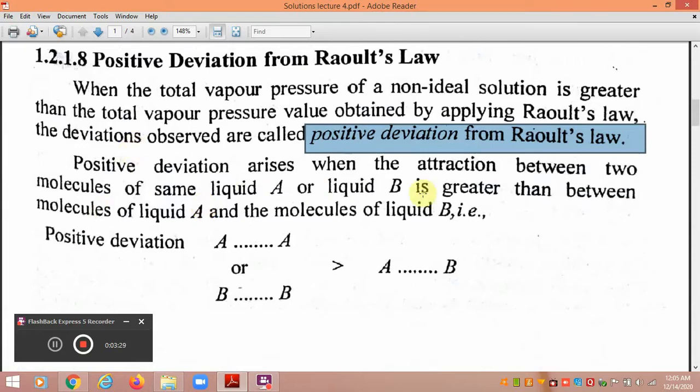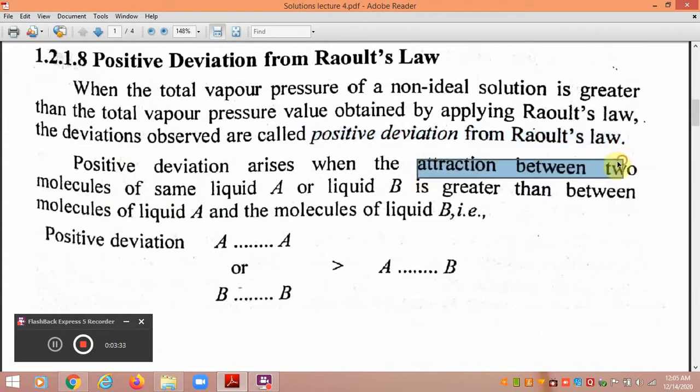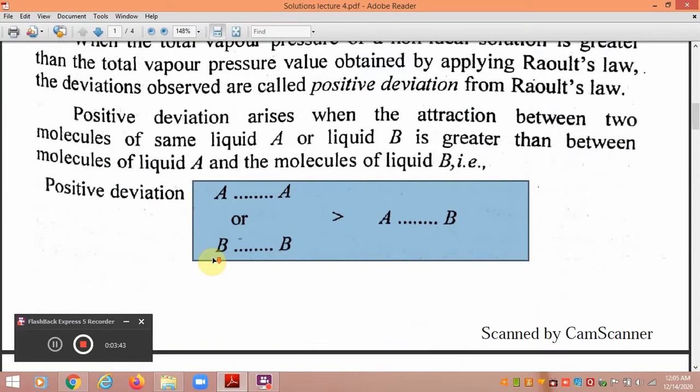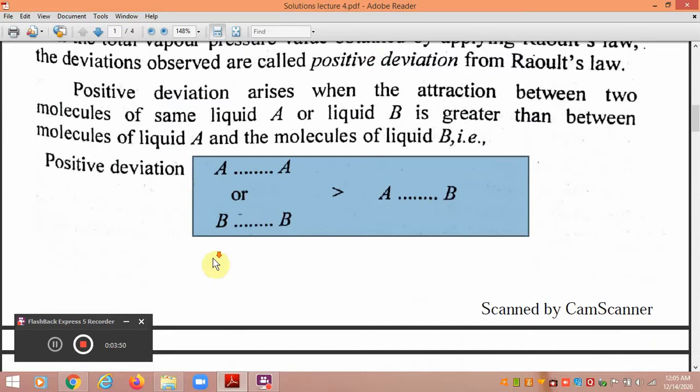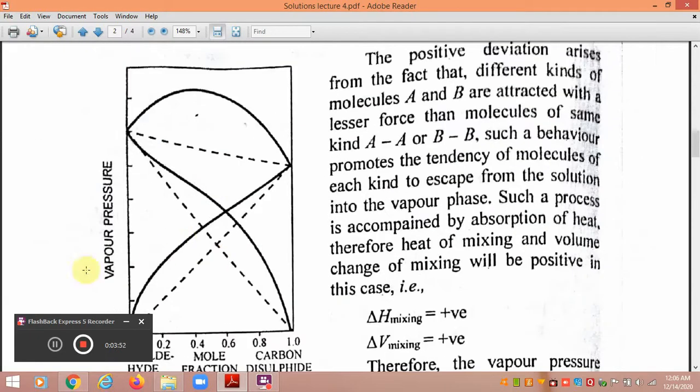This positive deviation is observed when the attraction between molecules of the same type is greater than the attraction between the molecules of liquid A and the other liquid. So this is the condition: if the attraction between similar molecules is greater than the attraction between different types of molecules, then this deviation is observed. And this is the diagram.